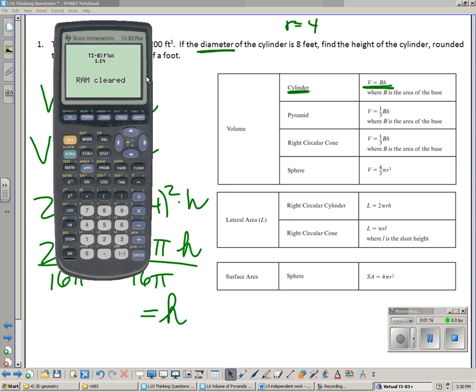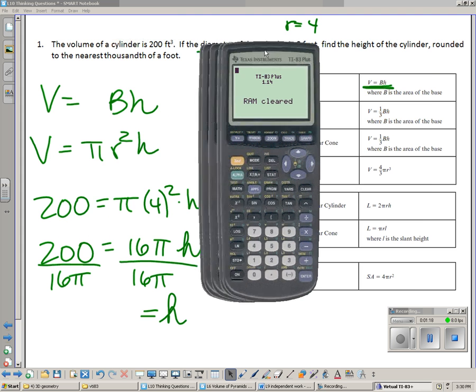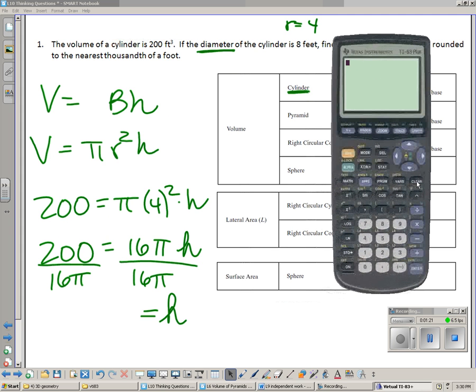Really, really important. If you're using one of the old school 83s, you need to really understand how to do this. 200 divided by parentheses 16 pi, okay? And that equals 3.978 blah, blah, blah.